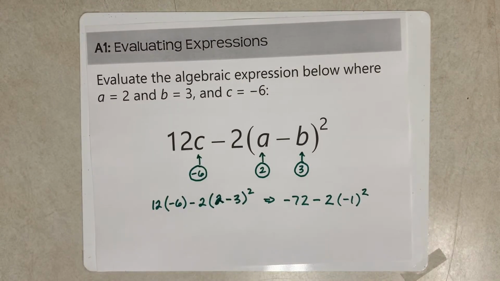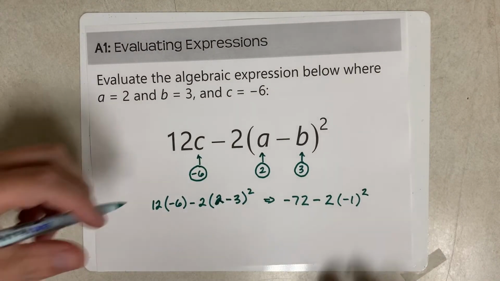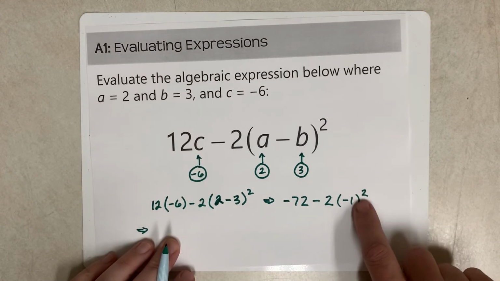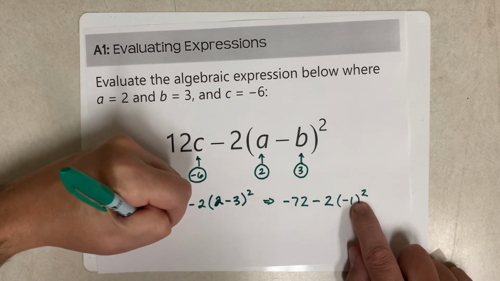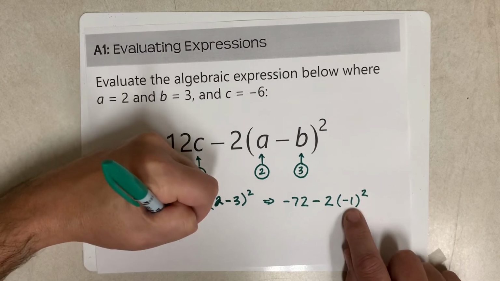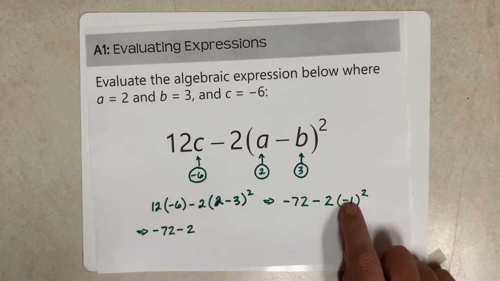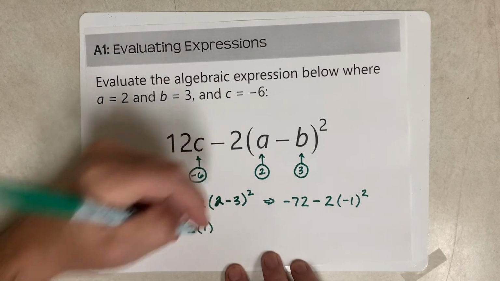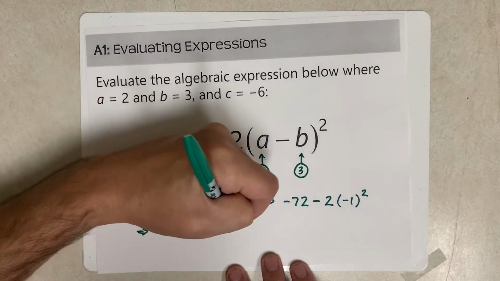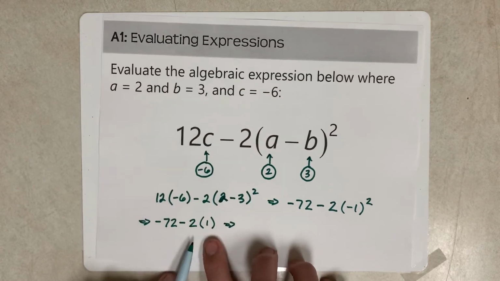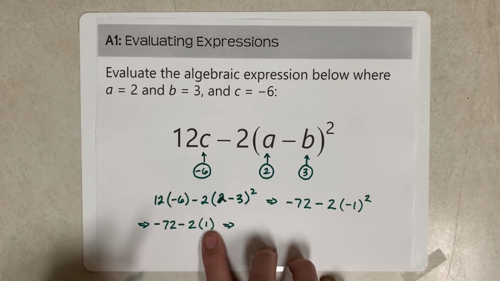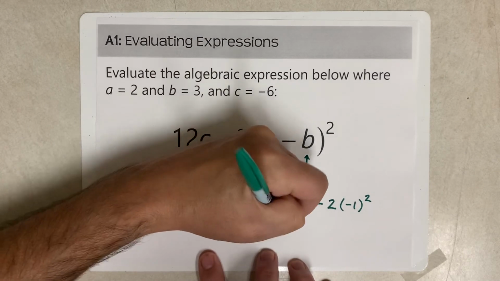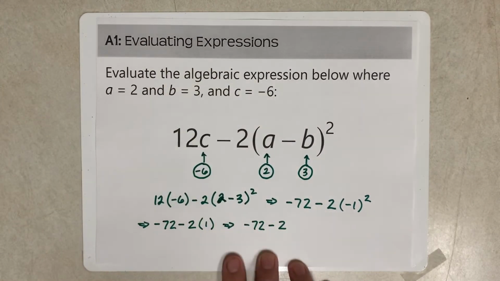Okay, and there's my next step. All right, so let's be careful now. Order of operations, that has to be done first. So -72 minus 2 times (-1) squared, which is +1, right? I'm actually going to write that. Okay, next step. Got to do multiplication. 2 times 1 is basically going to be just 2. So we got -72 minus just 2.